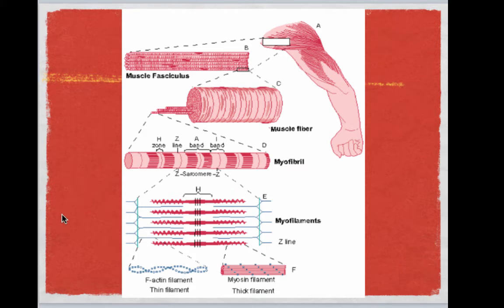This is just a really good recap picture showing you all the way from the muscle as the organ to the tissue. So here we have a bundle of muscle fibers called a fascicle.